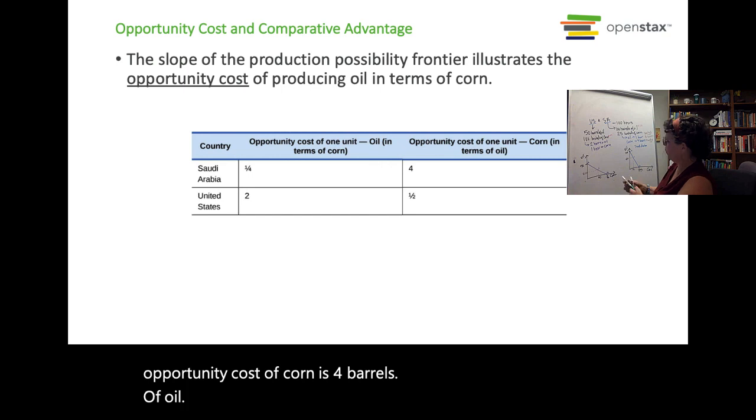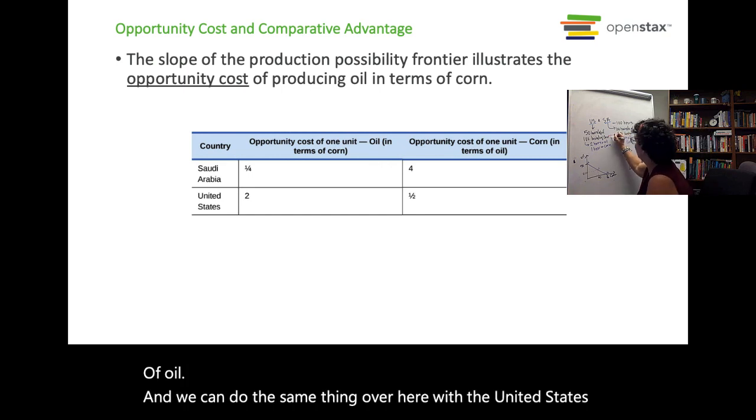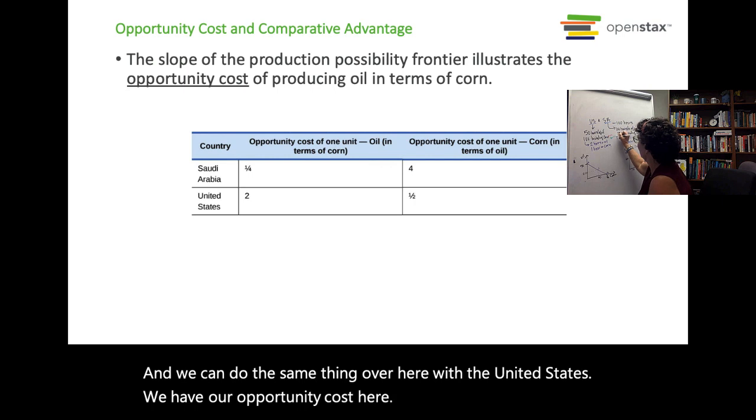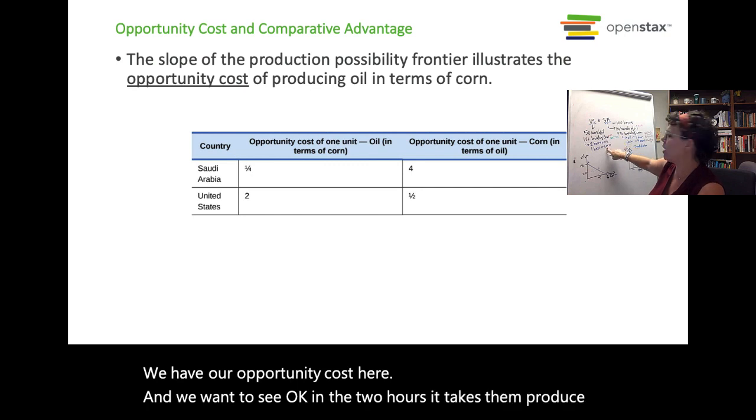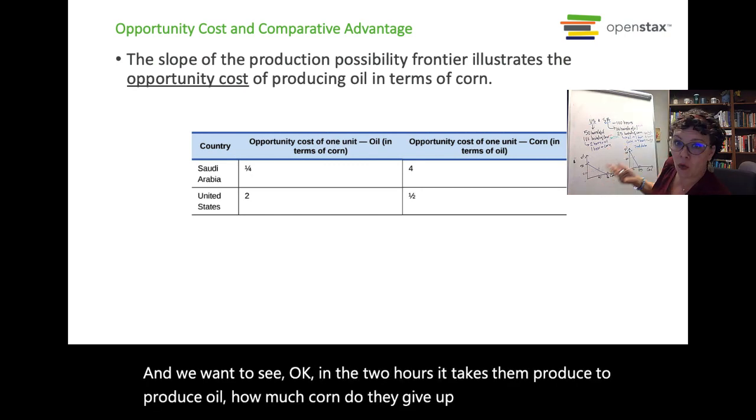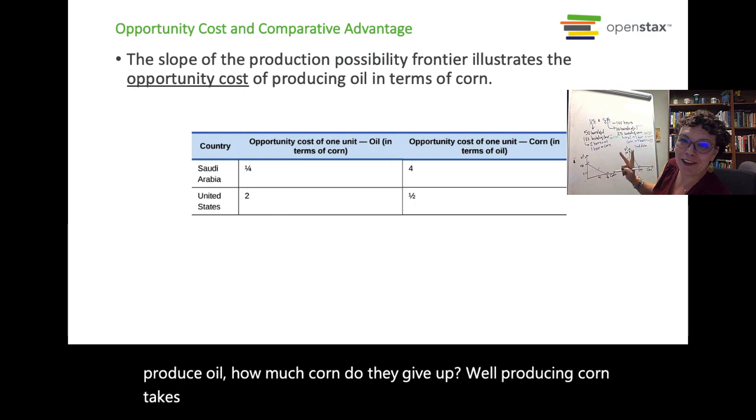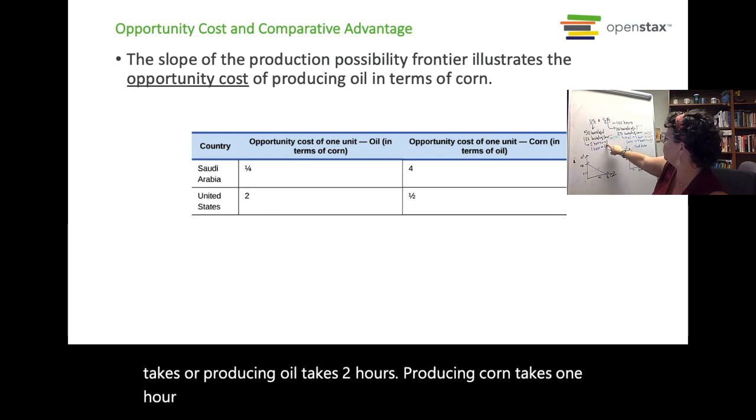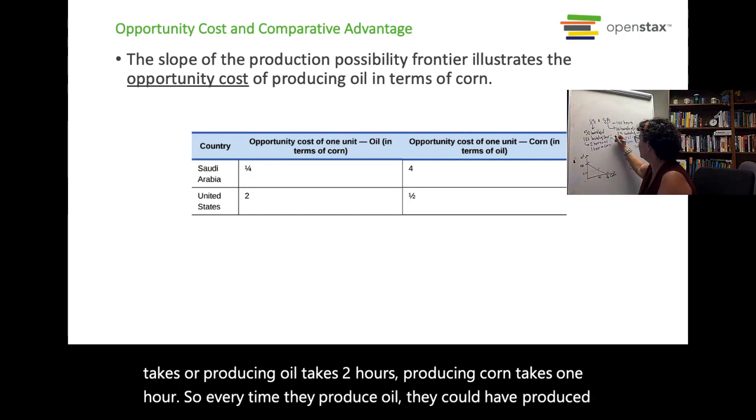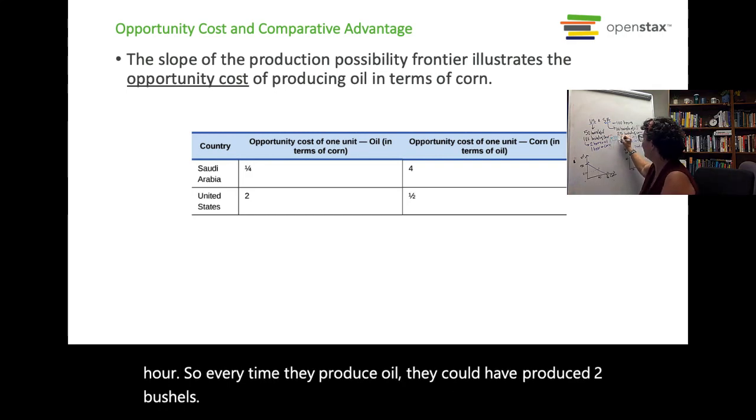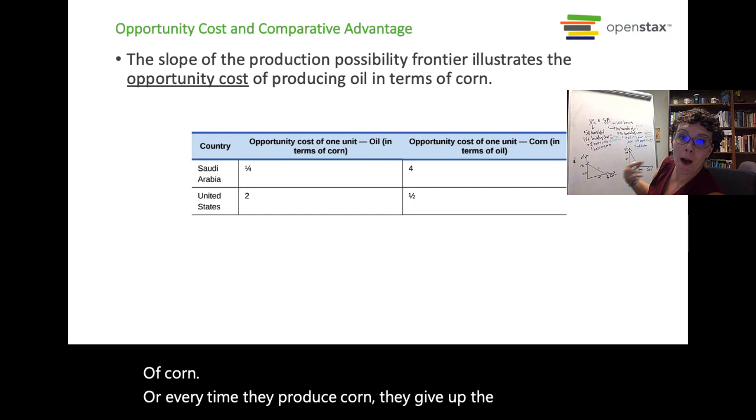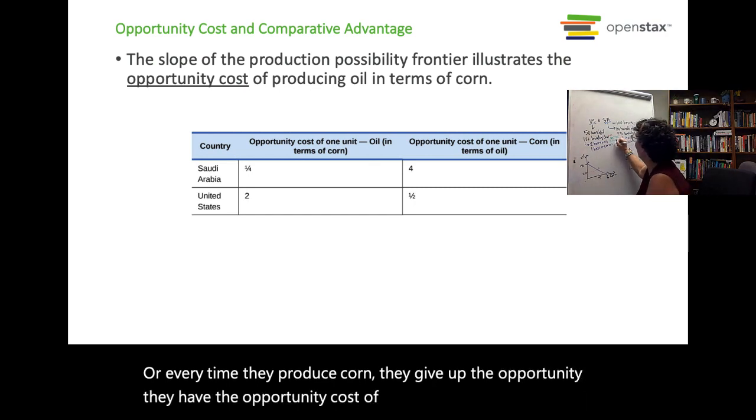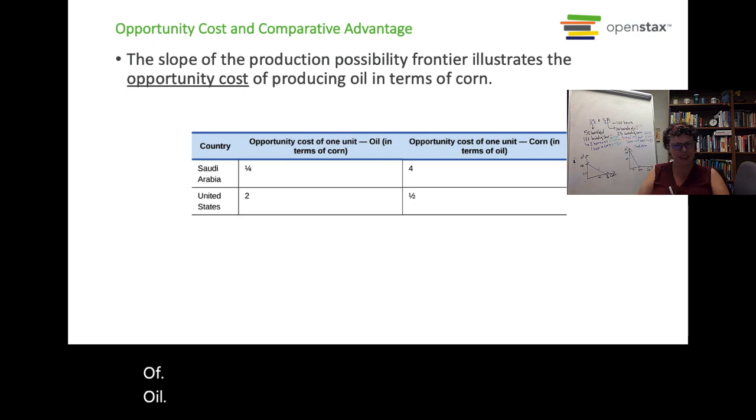And we can do the same thing over here with the United States. We have our opportunity cost here. And we want to see, okay, in the 2 hours it takes them to produce oil, how much corn do they give up? Well, producing oil takes 2 hours, producing corn takes 1 hour. So every time they produce oil, they could have produced 2 bushels of corn. Or every time they produce corn, they have the opportunity cost of 1/2 a barrel of oil. Does that kind of make sense?